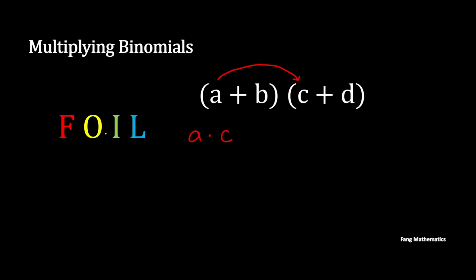Moving on, we have O. O means outer. So we are to find the two outer terms. I believe it's A and D. So we are to use the two outer terms and multiply them together. A times D.